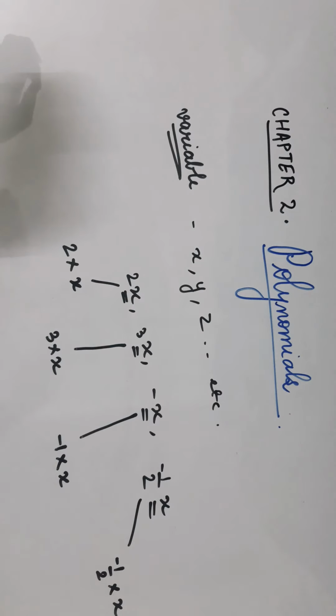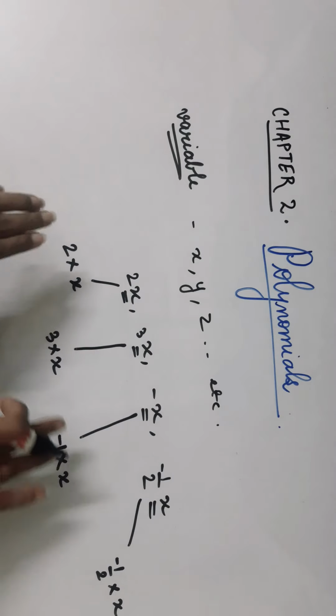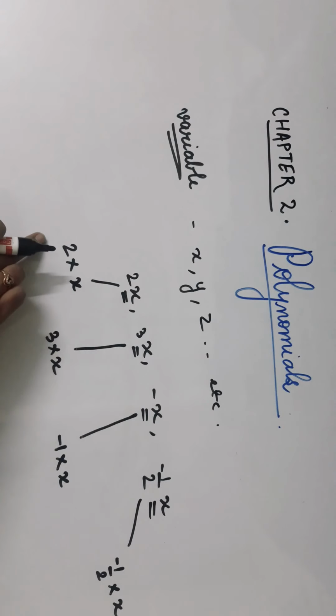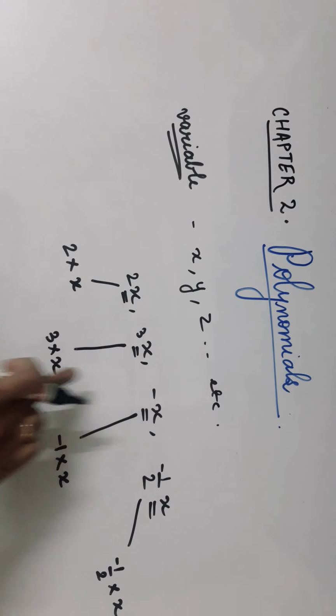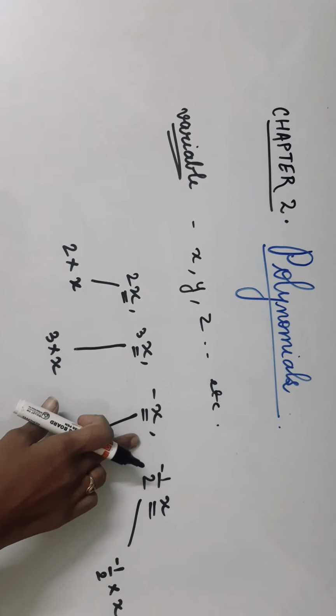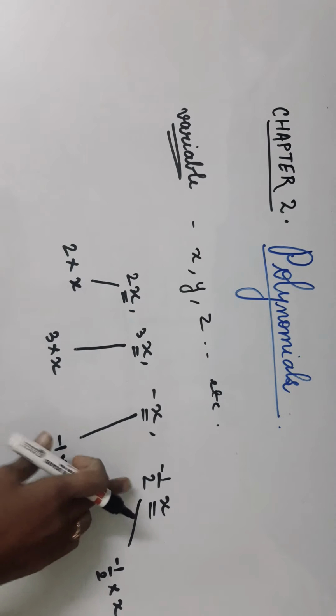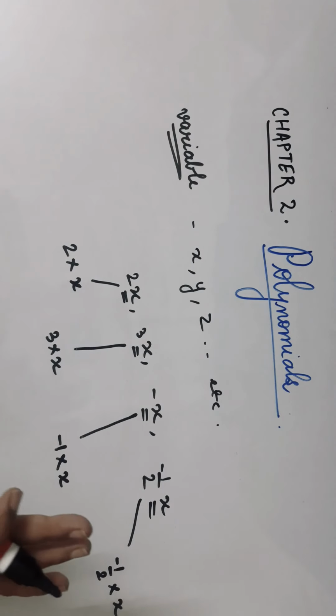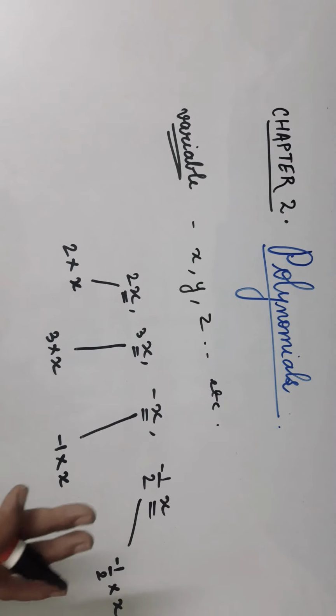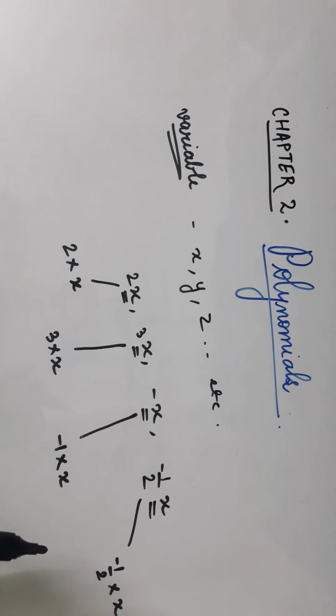Now suppose we want to write an expression which is a constant times a variable, and we do not know what the constant is. Here we know the constant, right? In this expression the constant is 2. In this expression the constant is 3. In this expression the constant is minus 1. In this expression the constant is minus 1 by 2. But suppose we want to write an expression in which we don't know the constant value. So we will assume that constant.